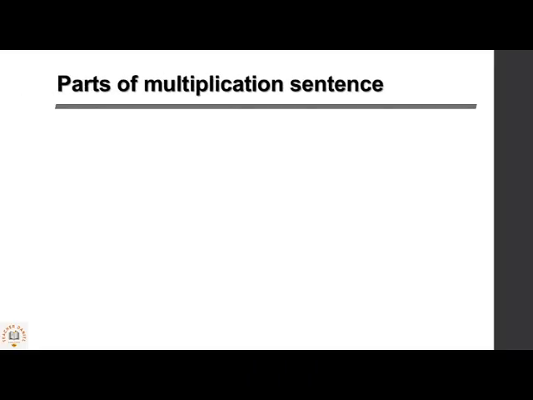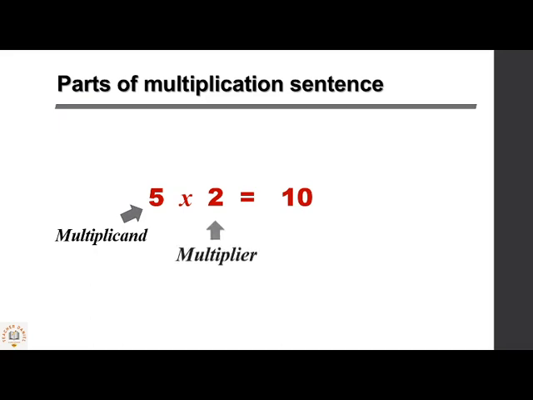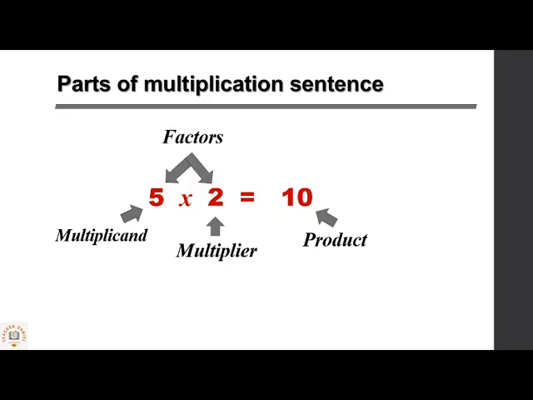First, let's recall the parts of a multiplication sentence. For instance, we have 5 times 2 equals 10. 5 is called the multiplicand. 2 is called the multiplier, and 10 is called the product. 5 and 2 are called factors. We can also write it as the following. They are all multiplication.